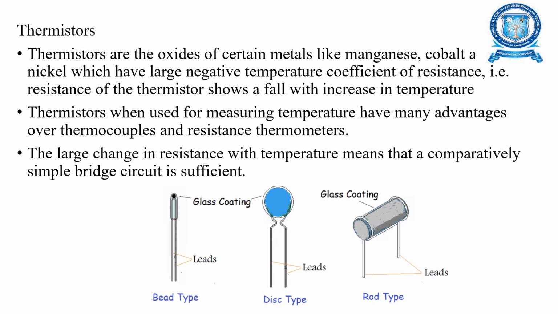Thermistors are the oxides of certain metals like manganese, cobalt, nickel, which have a large negative temperature coefficient. Thermistors, when used for measuring temperature, have many advantages over thermocouples and resistance thermometers. The different types are bead type, disc type, rod type. The diagram is given.